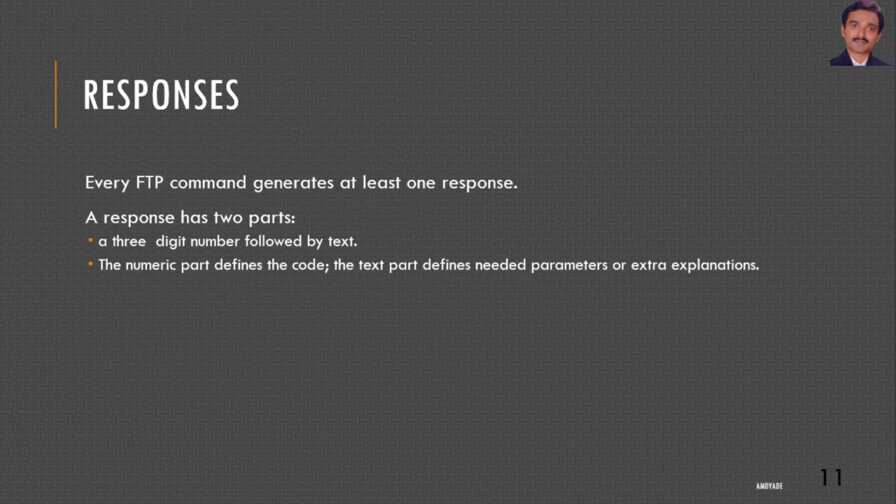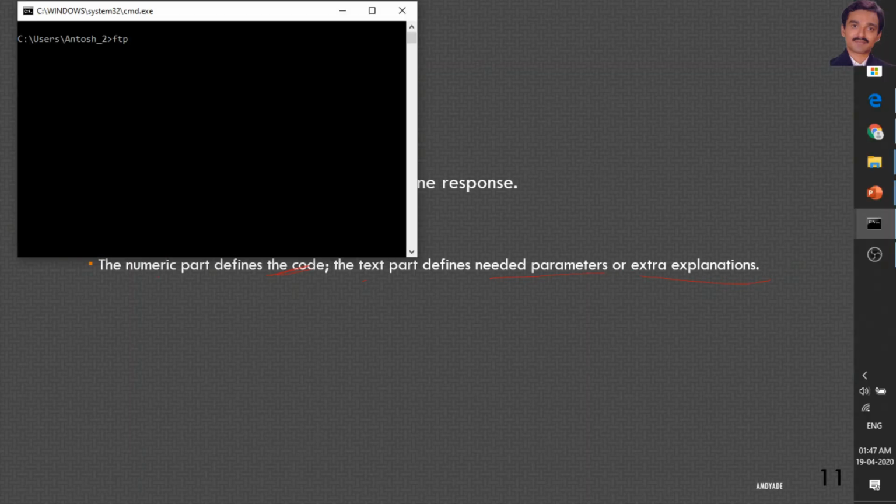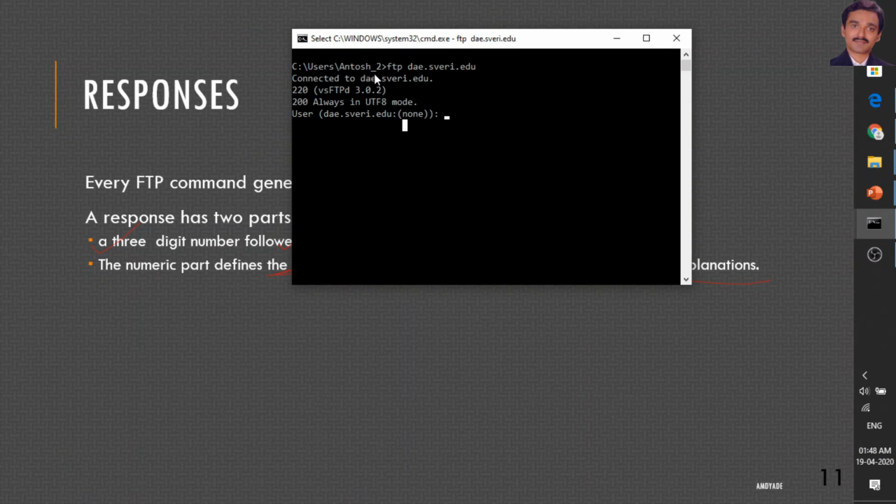Responses. Every FTP command generates at least one response. A response has two parts, a 3-digit number followed by text. The numeric part defines the code, and the text part defines the needed parameters or extra explanation about that code. Here you can see for every command there is a 3-digit code with some explanation.